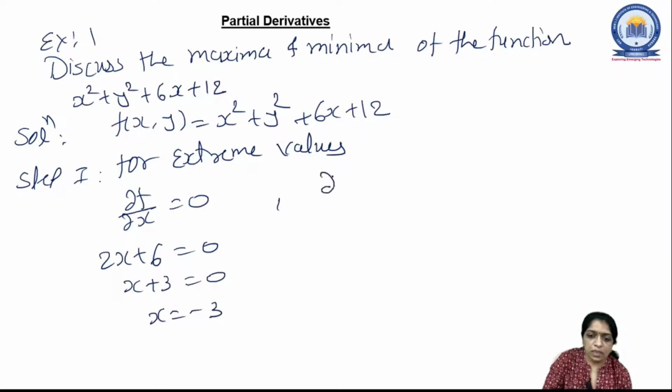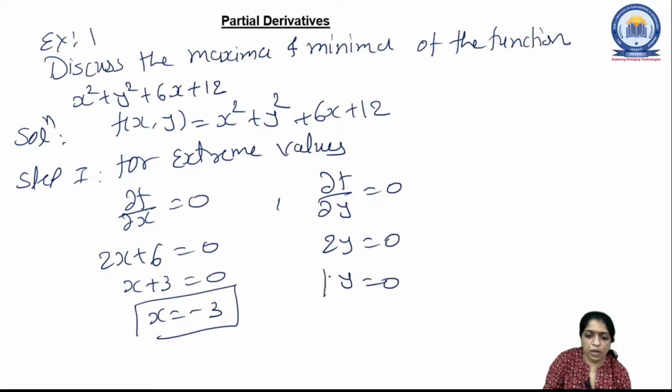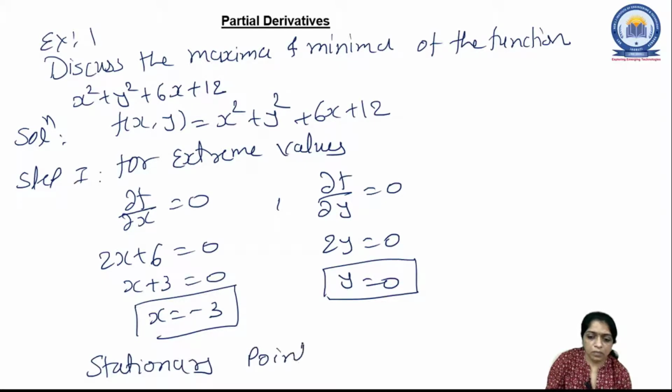And similarly, the derivative of f with respect to y equal to 0. So the derivative is 2y plus 0, so the value of y is 0. So we have one pair, that is x is equal to minus 3 and y equal to 0. So our stationary point is minus 3 and 0. So this is step 1.